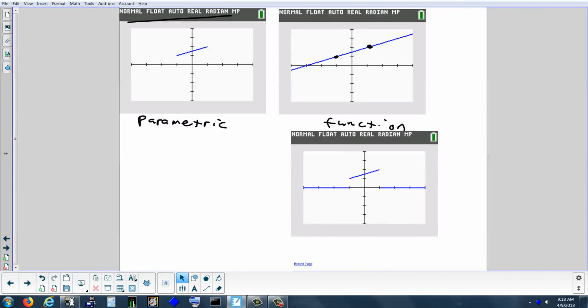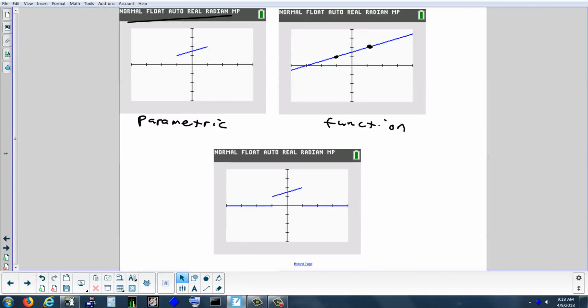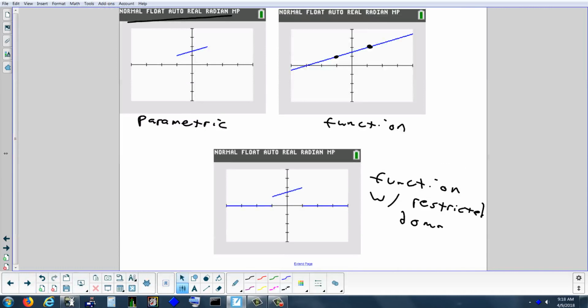Okay, so here's our, let's put this one over here. This is our function with a restricted domain. And now that and that should look pretty much the same. Any questions on that? I know this one looks a little bit more jagged. That one doesn't look as jagged. I can't really do anything about that. Okay, but that's your graph.